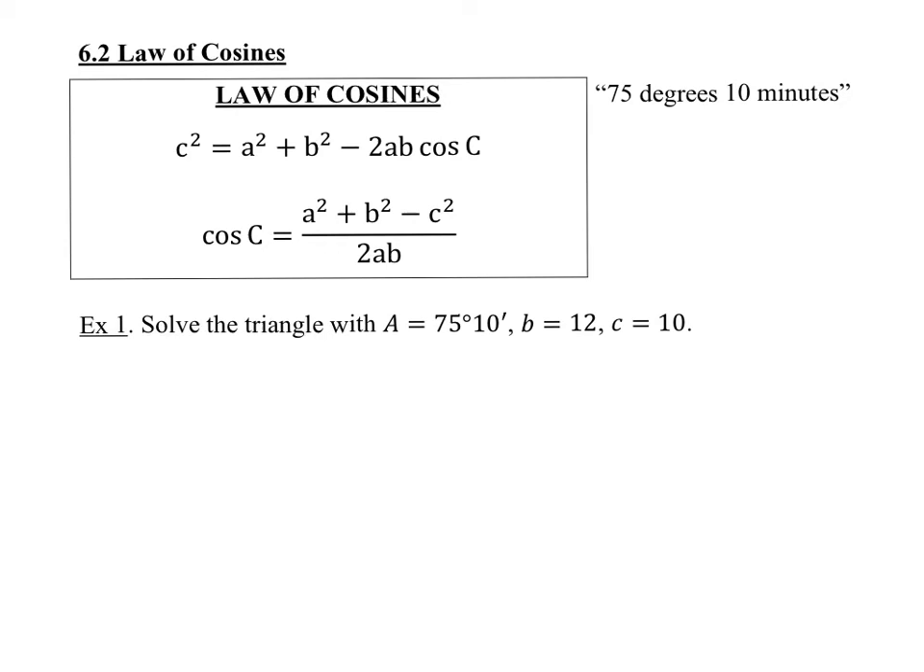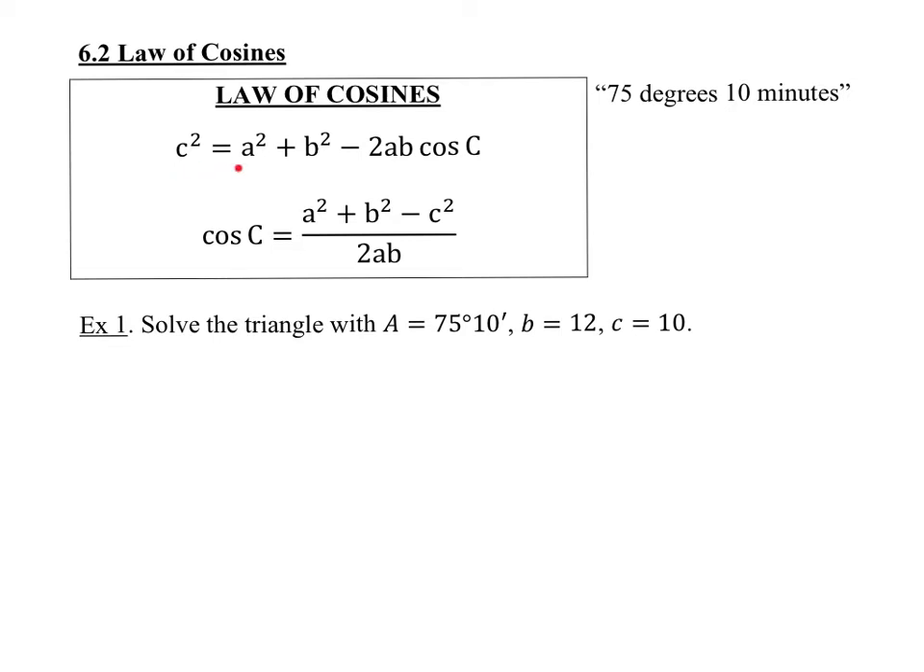Section 6.2 is on the law of cosines. The law of cosines is derived using the Pythagorean theorem, which is why it has all these squares in it. It's used to find the missing sides or angles of a non-right triangle, although it can be used for a right triangle, when the law of sines doesn't work.